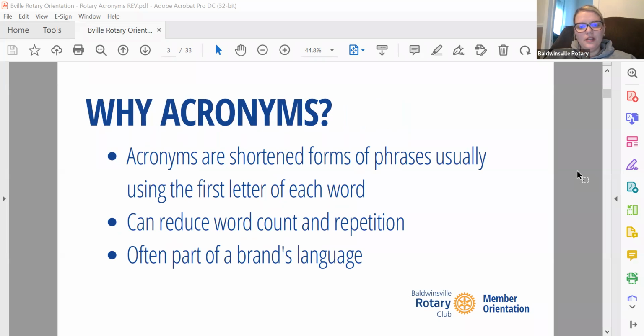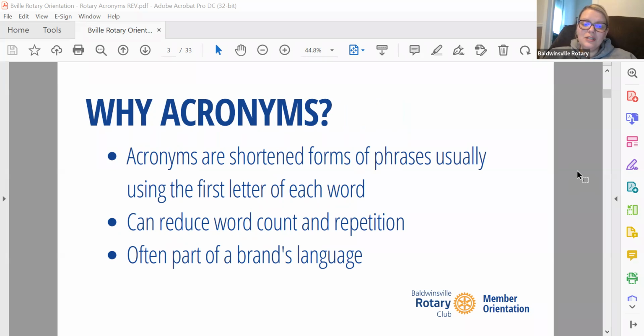Acronyms are shortened forms of a phrase, usually using the first letter of each word. A common one around here is CNY, which stands for Central New York. Sometimes they include the first couple letters. Another common one here is NIMO, which is Niagara Mohawk, our energy company.